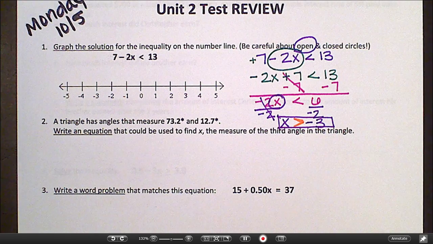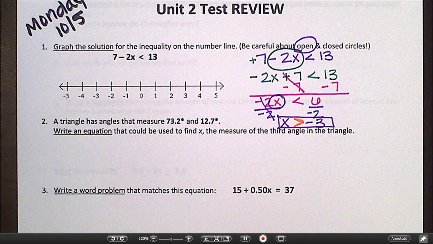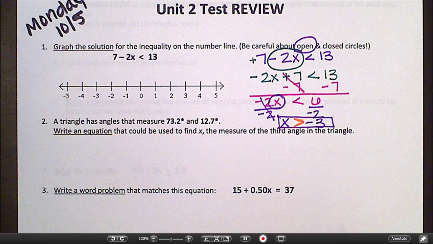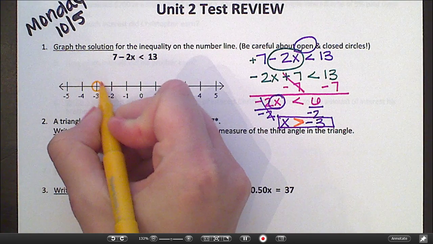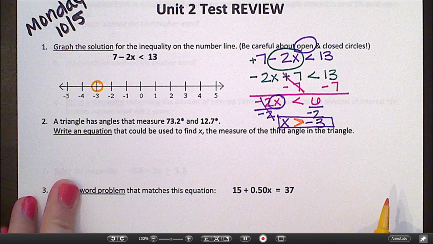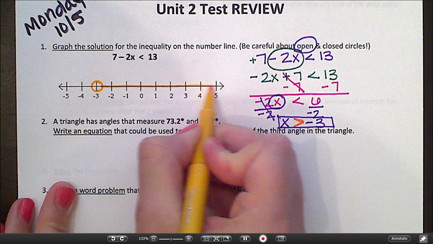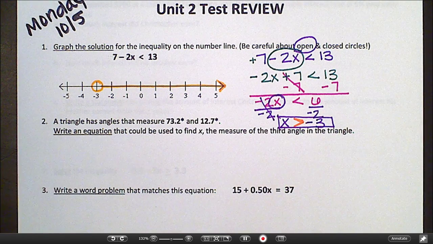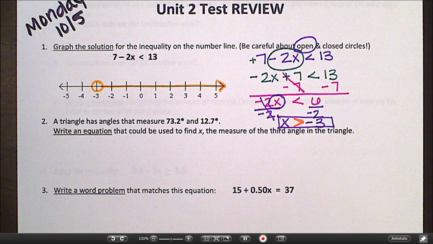Now I haven't quite finished. I do have to graph that solution on the number line. And we know that we need an open circle because it does not include negative 3. It has to be greater than negative 3. So I'm going to put an open circle here at negative 3. And then it's everything that's greater than that. So it's all the way up to the end of my number line, and I need to include that arrow because it could keep going all the way up to infinity in the positive direction.